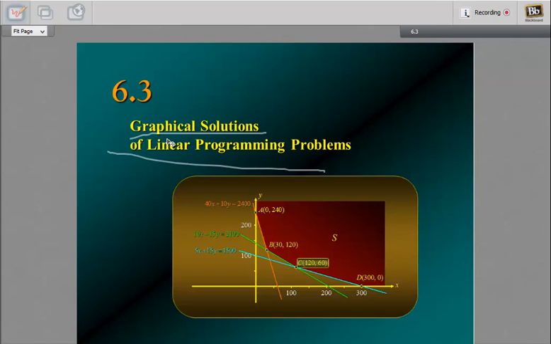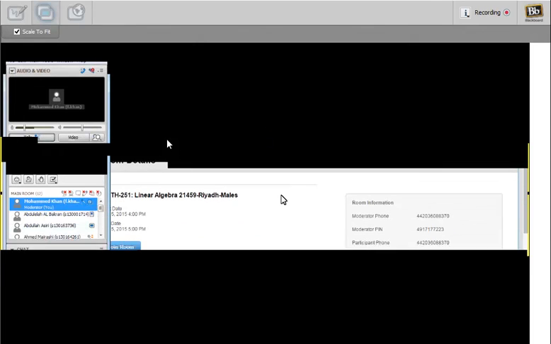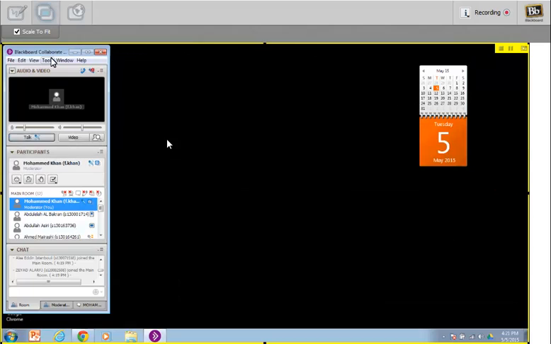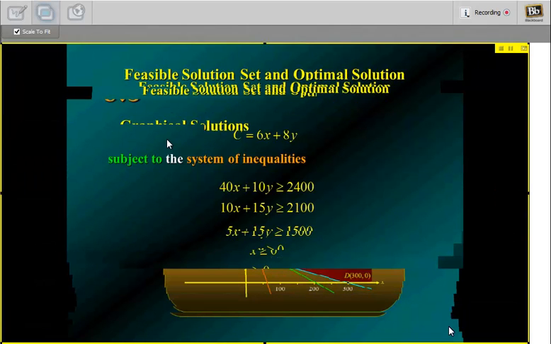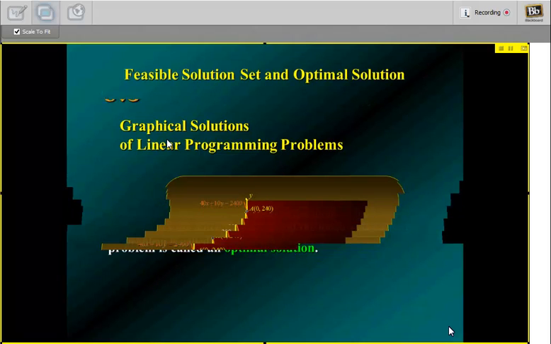I will share my desktop, with the PowerPoint slides, for better understanding, so that you can understand clearly. This is the graphical solution of the linear programming problem that we are going to discuss. There are two problems: example number one is for maximizing, and example number two is for minimizing. Let's see how we can solve them.